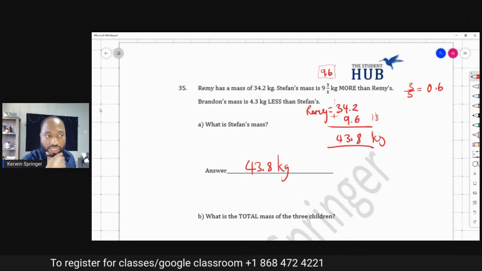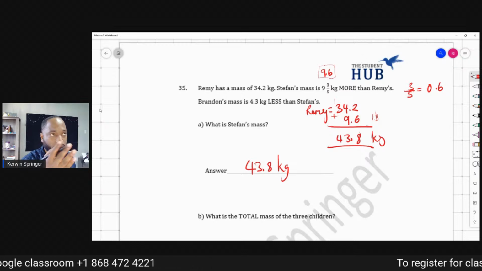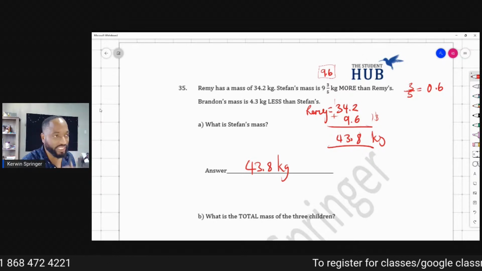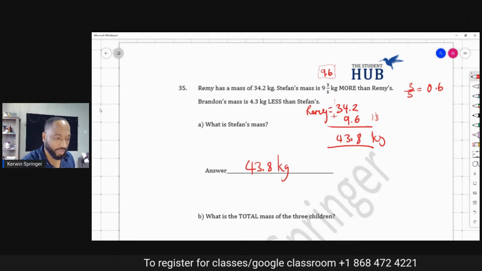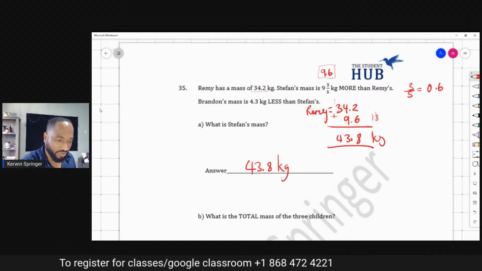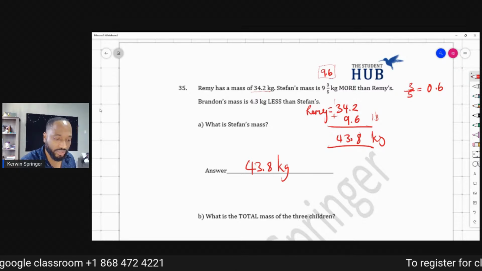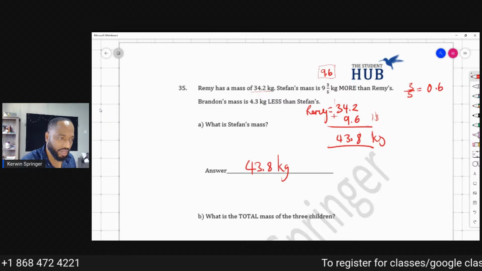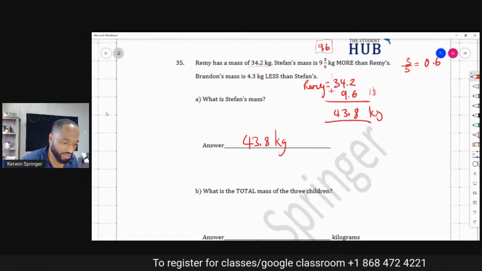Let me just double check that. If the chat button bothers you, you can always mute the chat. People will be putting answers and shouting different things and that's cool. I like the engagement. So Remy has a mass of 34.2. Stefan is 9.6 more than Remy. Everything's cool. What is the total mass of the 3 children?